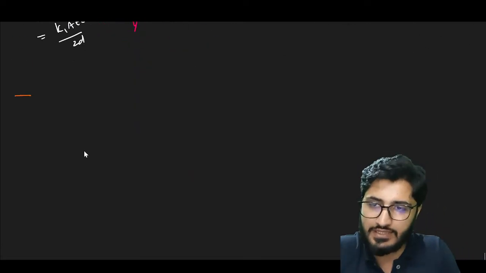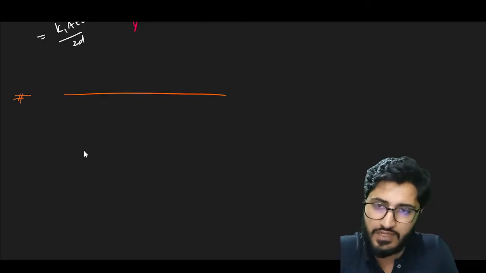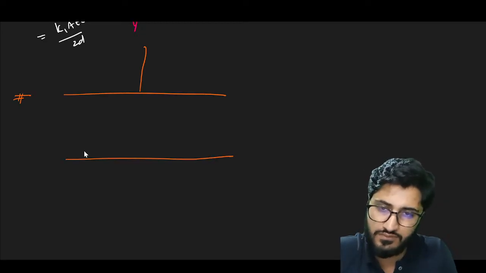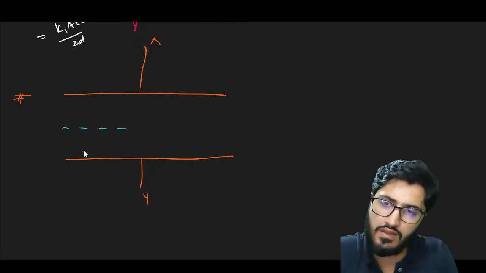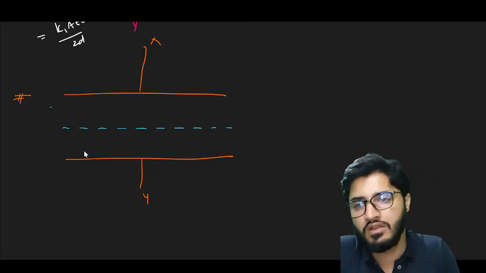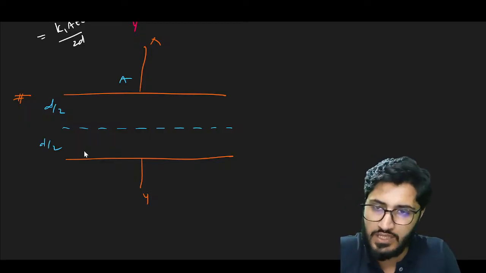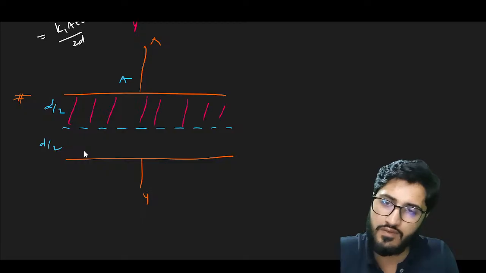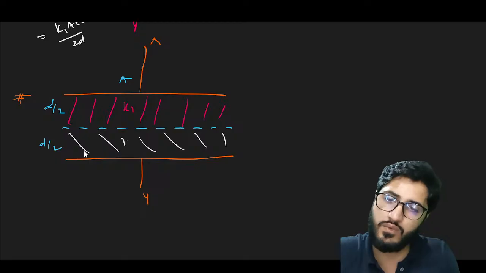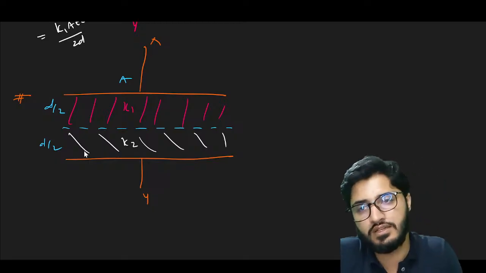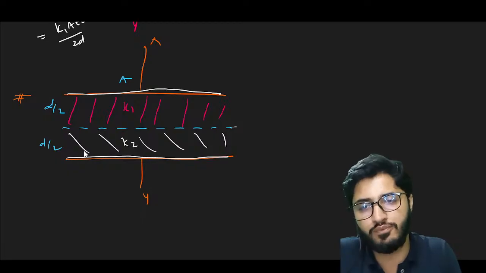Okay, one more type. If we have something like this. Now look. Y, X. D by 2, area is A only. In this one we have K1, in this one we have K2. This plate potential is X, this plate potential is Y, and this plate potential, let us put M.